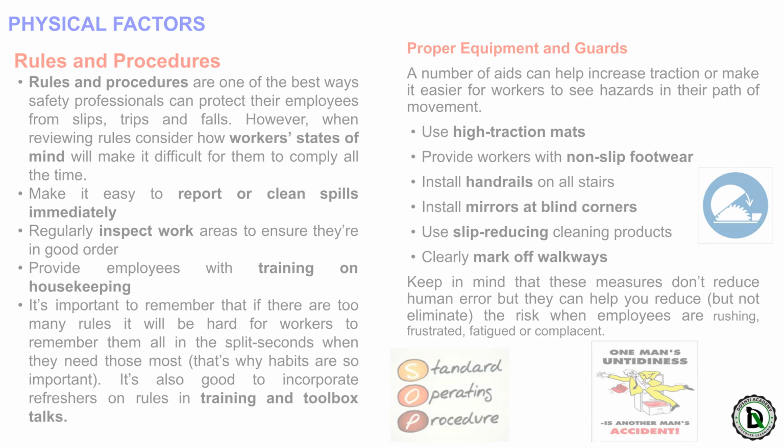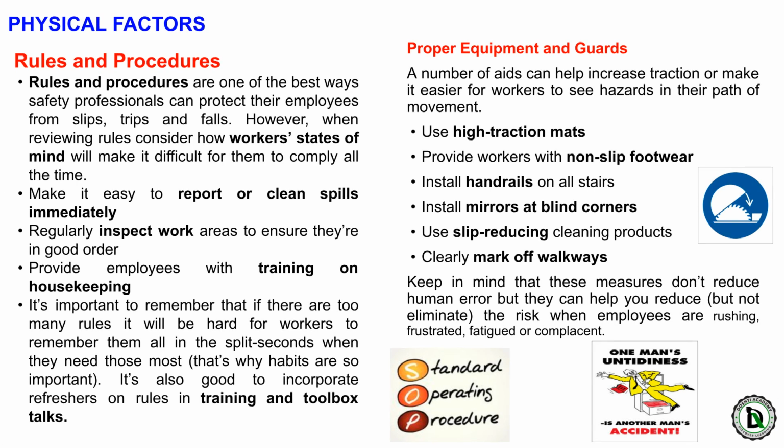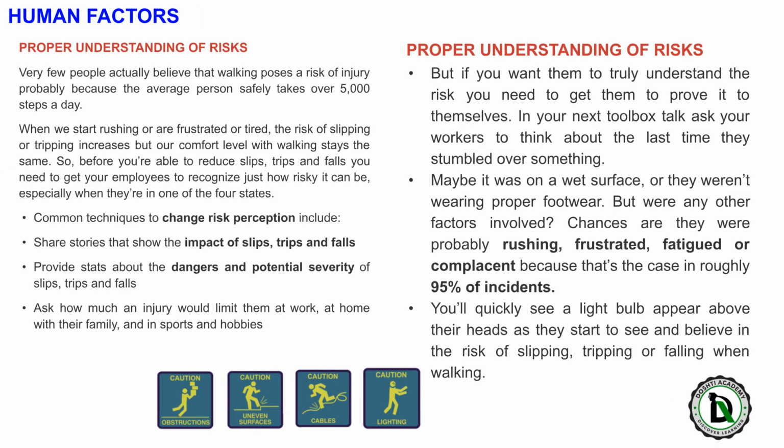Rules and procedures are crucial for prevention, but compliance is impacted by workers' states of mind. Make reporting and cleaning spills easy, inspect areas regularly, and provide housekeeping training. Equip workplaces with high-traction mats, non-slip footwear, handrails, mirrors at blind corners, and clearly marked walkways. Human factors start with a proper understanding of risks. Since many people underestimate the risk of walking, especially when rushing, frustrated, fatigued, or complacent, it's important to share real stories and statistics to shift risk perception.